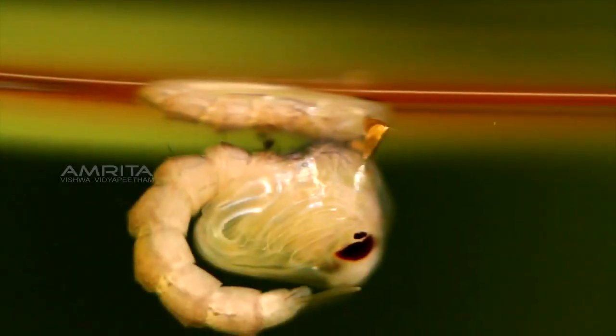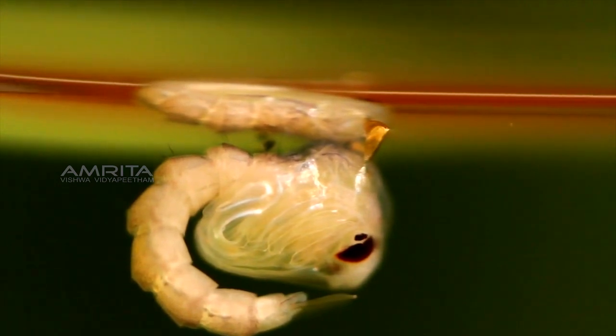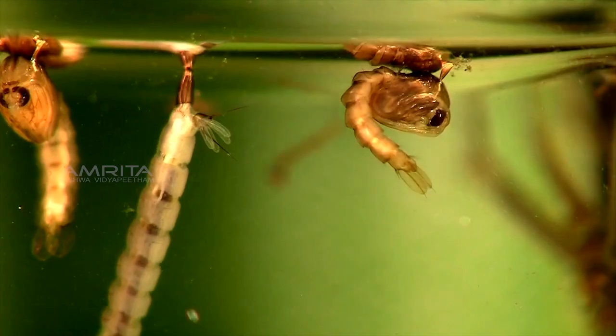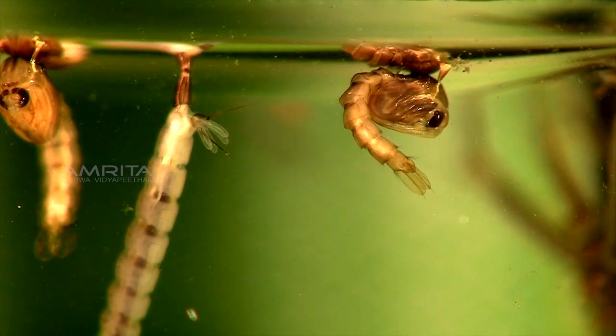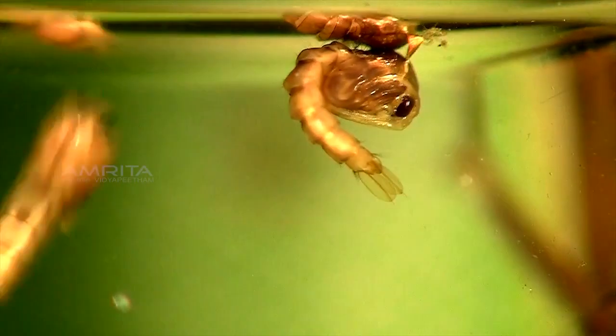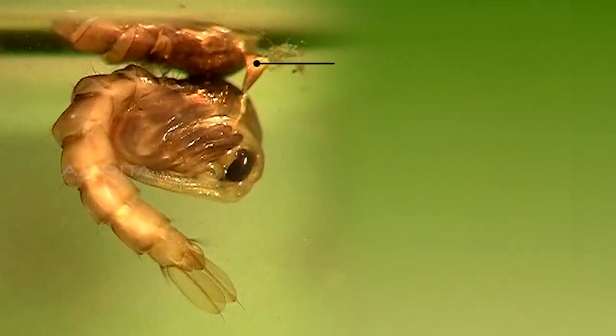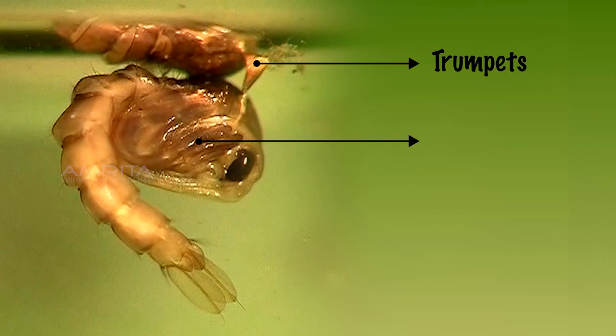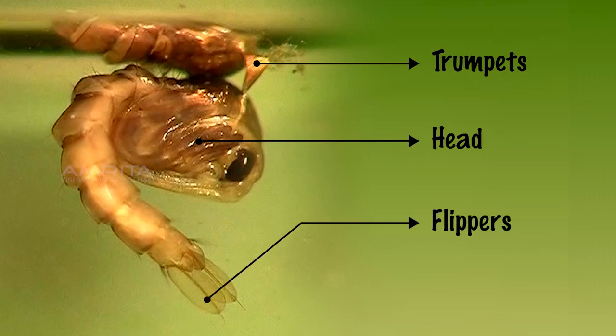The pupal stage is a resting, non-feeding stage. Mosquito pupae are commonly called tumblers. They need to take in oxygen from time to time, which they do through 2 breathing tubes known as trumpets. They have short, curved bodies with a large head at one end and flippers for swimming at the other.